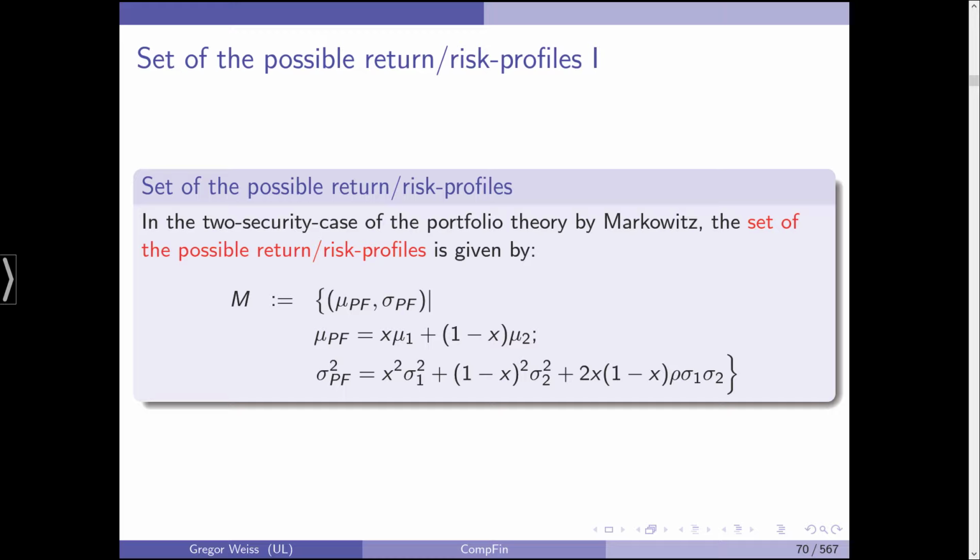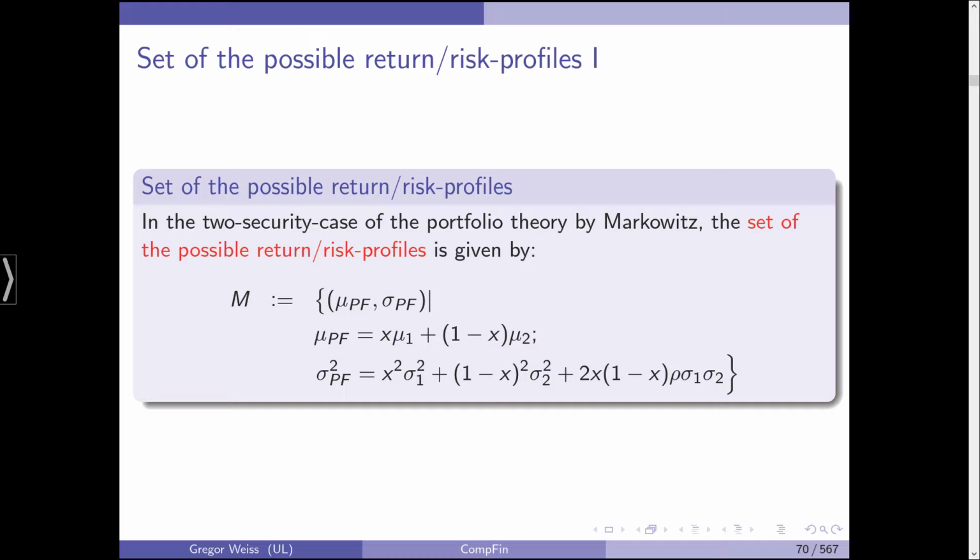In the last video, we've seen that in portfolio theory, we concentrate on the expected return as a desirable thing and standard deviation of returns or volatility as something that is undesirable, as a metric for risk. And now in this video, we want to look at the possible risk return profiles we can actually achieve in the two security case. So we have two securities, for example, two stocks, and we are combining them to get a portfolio.